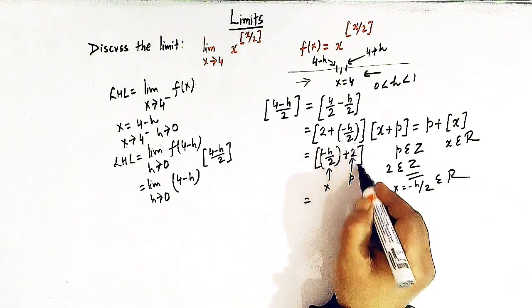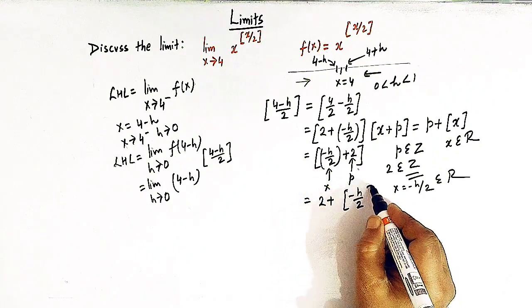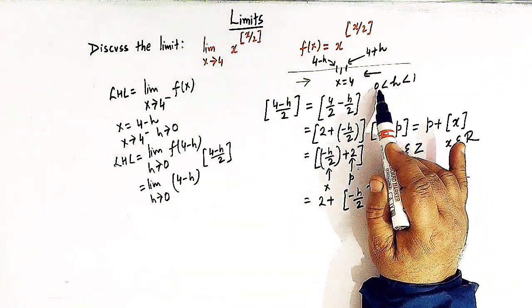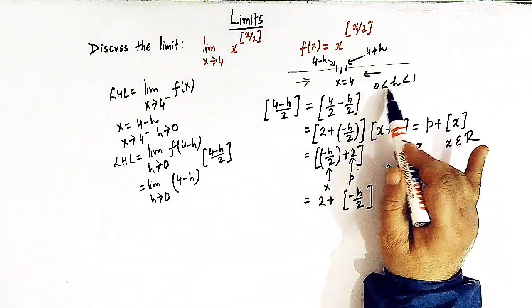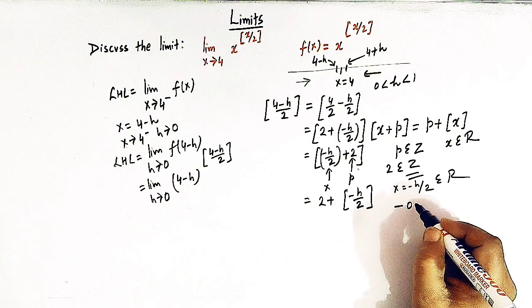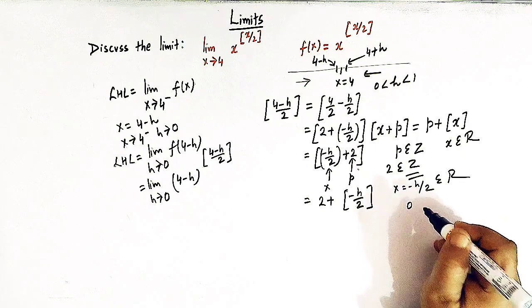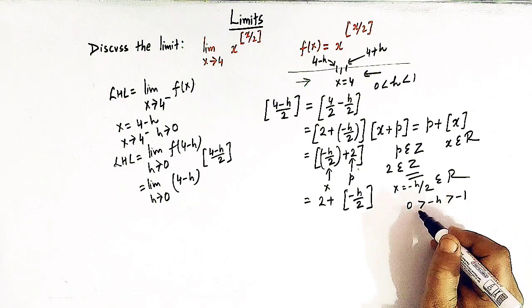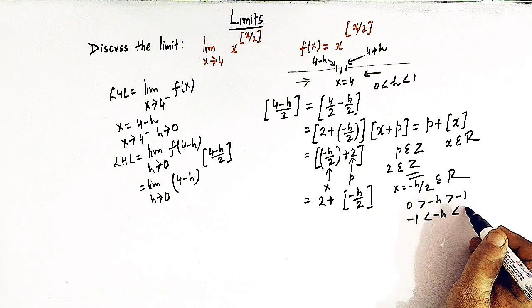So we can now write this expression as 2 plus greatest integer of minus h over 2, right? Okay, now see here, h lies between 0 and 1. So if we multiply this inequality throughout by negative 1, we have minus 0, that is simply 0, and the direction of the inequality gets reversed. So we have minus h, here we have minus 1. So rewriting this inequality as minus 1 less than minus h, then here we have 0.